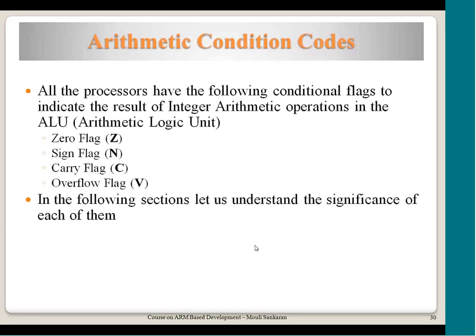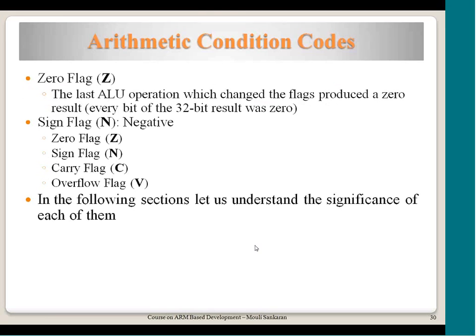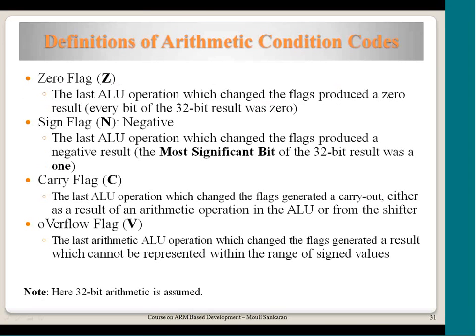So let us start with the explanation for each of the flags, just to have continuity. Zero flag, as you are aware: any arithmetic operation, if it results in 0, then this flag is set. In the sign flag, you may be aware of sign magnitude form or 2's complement form. In any form, the MSB is meant for the sign bit. So if that is set, the sign flag is set. The carry flag is set if two binary numbers are added and there is an overflow from there.